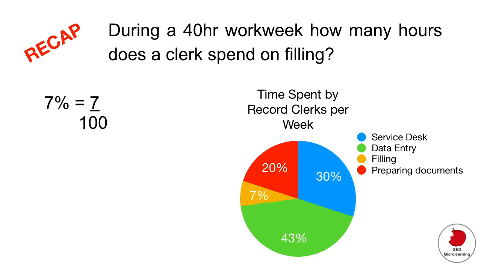So what you want to do is take that 7% and make it into a decimal by dividing 7 by 100. That gives you 0.07. And then all you have to do to find out the number of hours that represents is multiply it by 40 hours, the 40-hour work week. So that's telling you that they spent 2.8 hours per week filing.